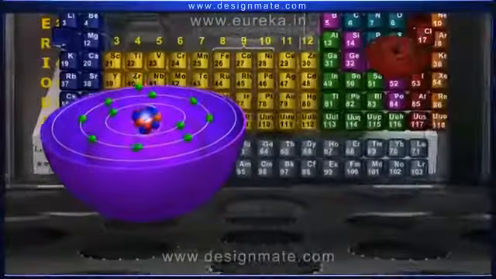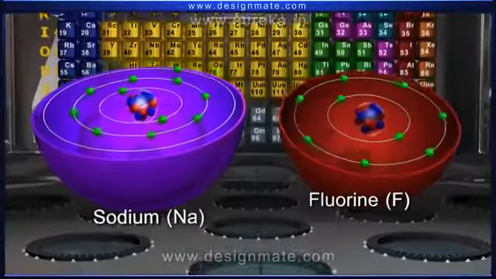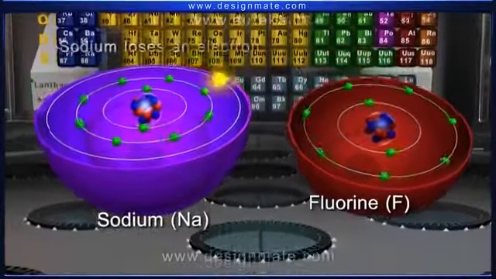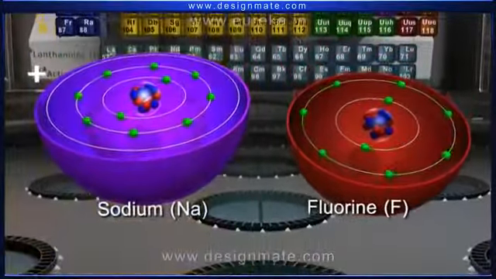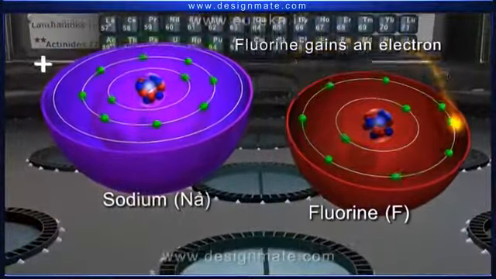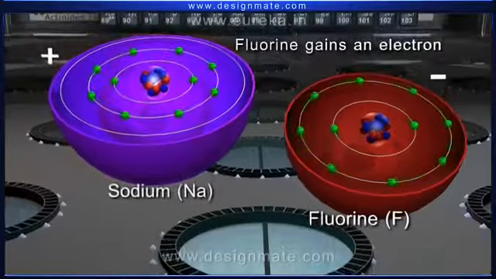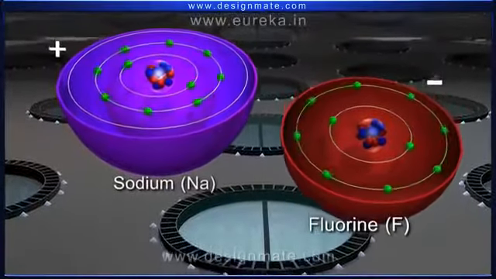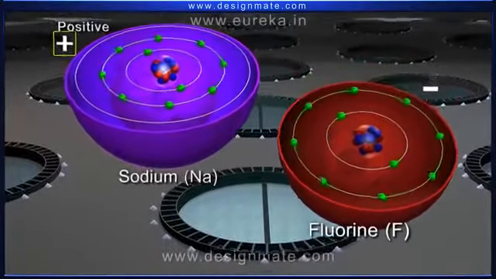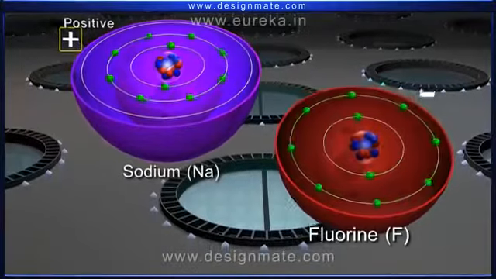It should be noted that valency of both sodium and fluorine is 1. But sodium loses an electron while fluorine gains an electron in order to complete their octets. Hence, valency of sodium is considered to be positive, whereas that of fluorine is negative.